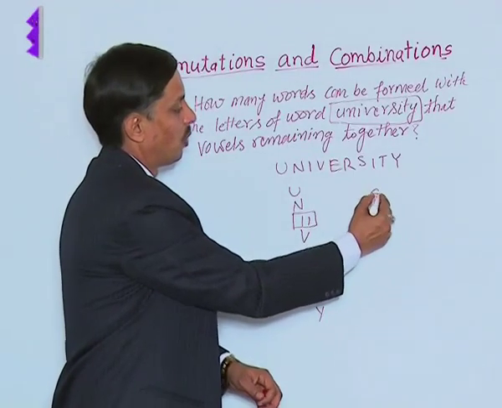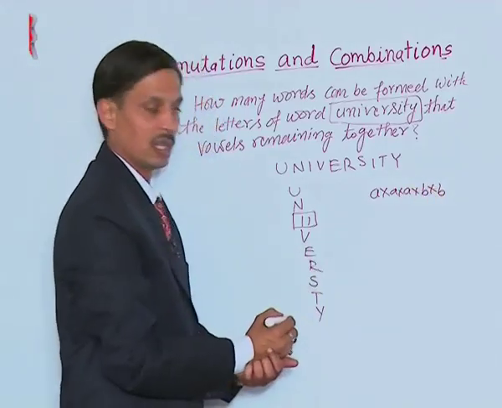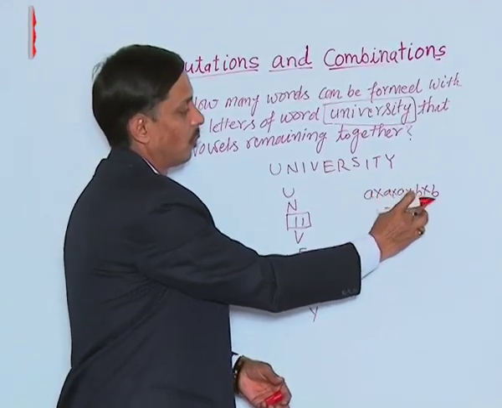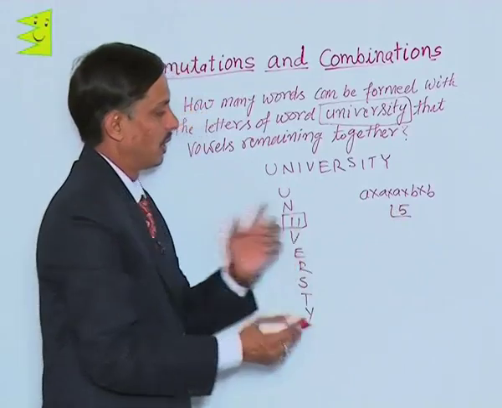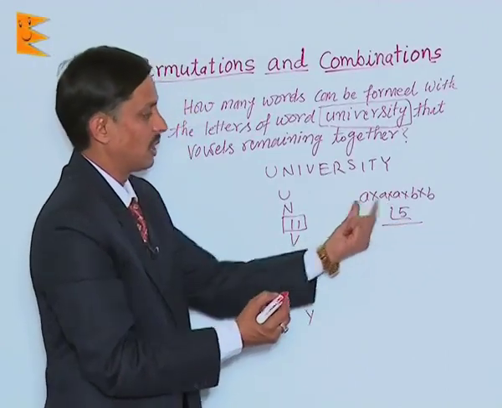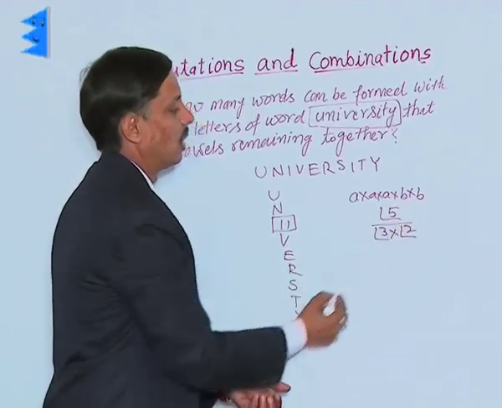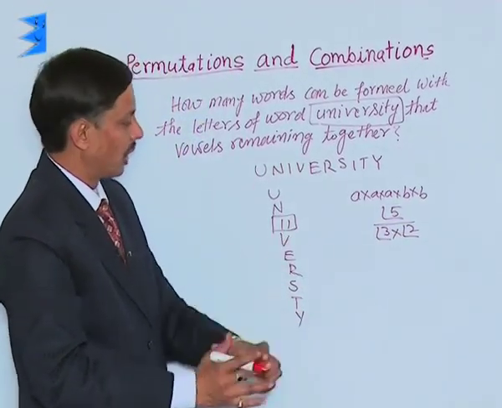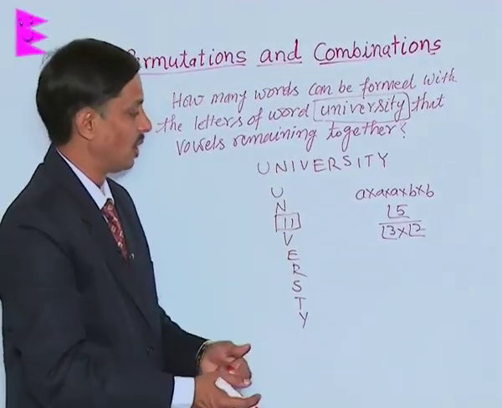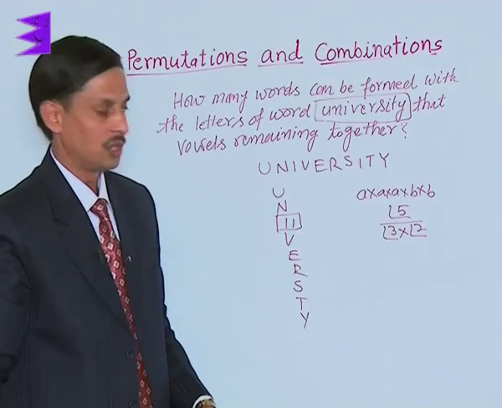Suppose I want to arrange A, A, A, B, B. So how many letters are used? 1, 2, 3, 4, 5. If these all are distinct, the answer is 5 factorial. But if they are not all distinct, so 3 are repeating, we divide by factorial 3, and 2 are repeating, we divide by factorial 2. So in the case of repeated permutation, whatever letters or digits are repeating, we have to divide by that factorial.